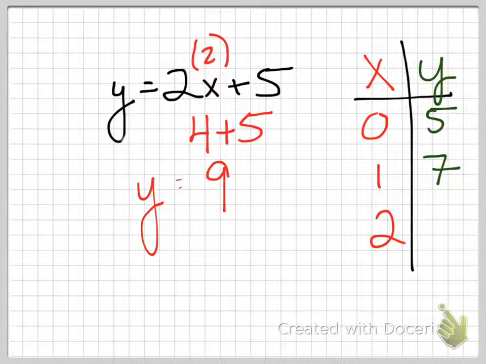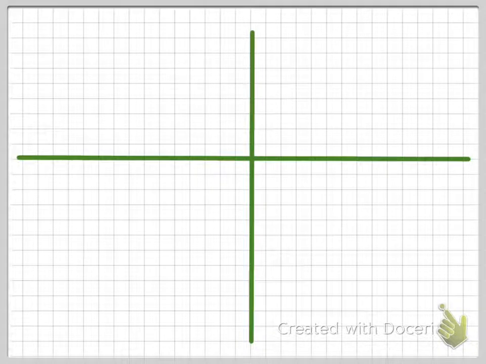2 times 2, because x is 2. 2 times 2 is 4 plus 5 is 9. I agree, except I'm supposed to change to the nice color of green. Okay, these are my values. I've got 0, 5, 1, 7, and 2, 9. So let's plot those. 0, 5, 1, 7, 2, 9.